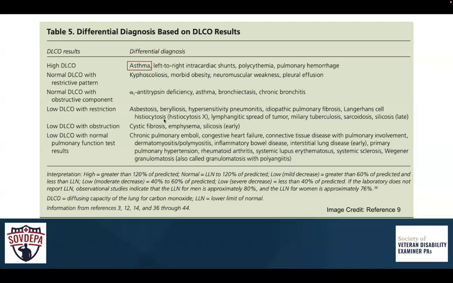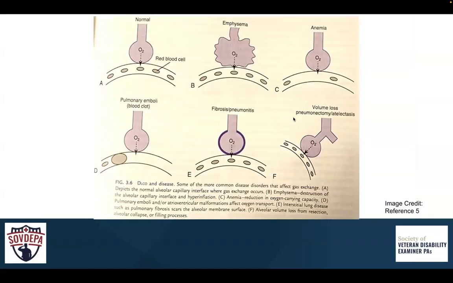Sorting out a low DLCO with restriction on pulmonary function, that is very concerning for a pulmonary parenchymal issue, something at the capillary alveolar interface that is preventing that carbon monoxide from effectively diffusing across that alveolus into the bloodstream. Okay, that's what we're worried about. Pulmonary fibrosis with a low FVC restrictive pattern.